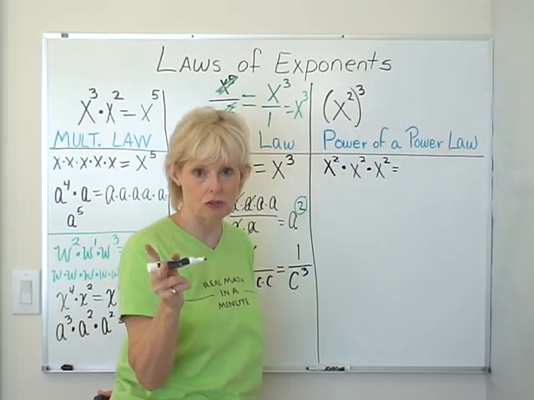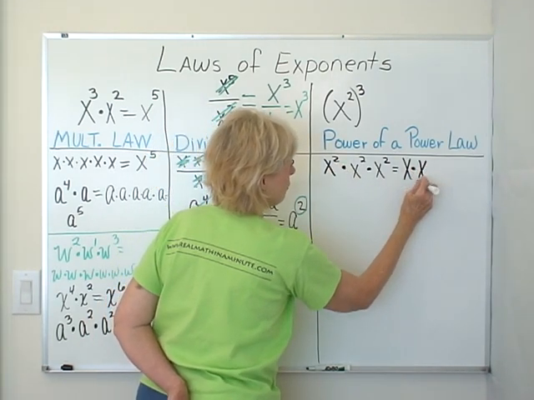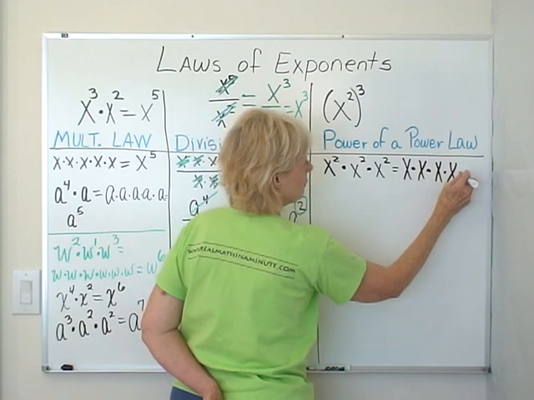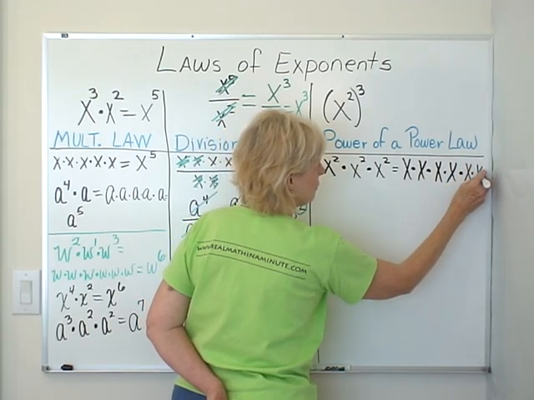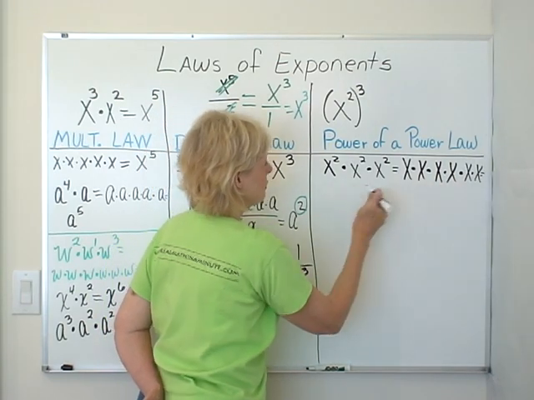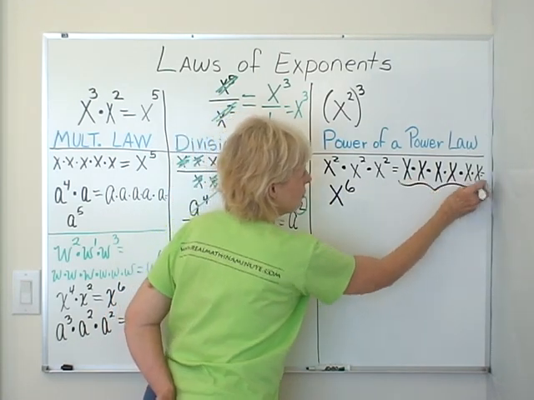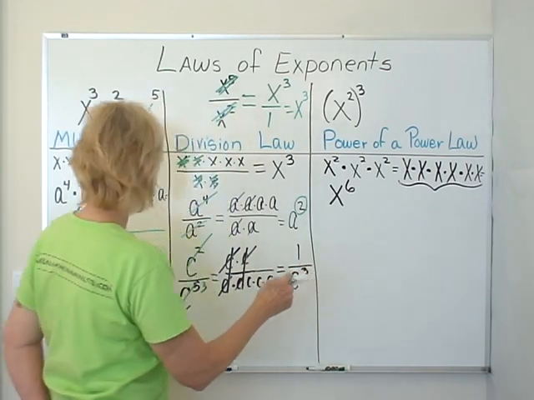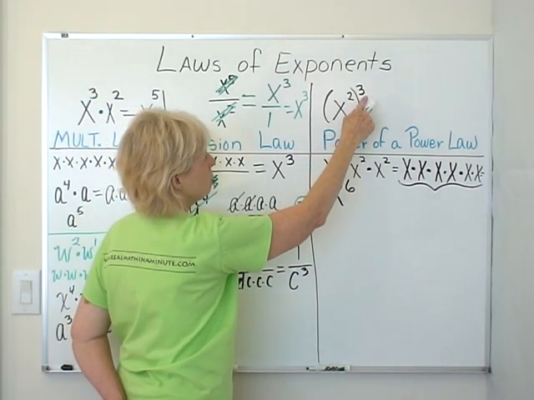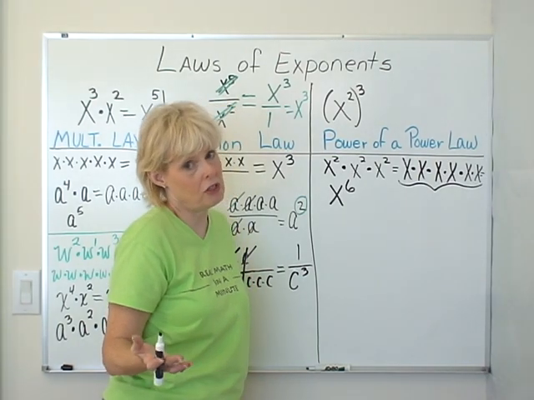Okay, so now we said we've got 3 x squares, and every one of those x squares is 2 x's. So x squared, that's 2 x's, that's x times x as a factor. There's 2 more. 2 more. And you're like, man, okay, how many have I got now? 1, 2, 3, 4, 5, 6. My solution, x to the 6th power. This little list of factors probably reminded you of the multiplication law. Because once you understand that this means 3 of these as factors, it is the multiplication law. So very, very much alike.